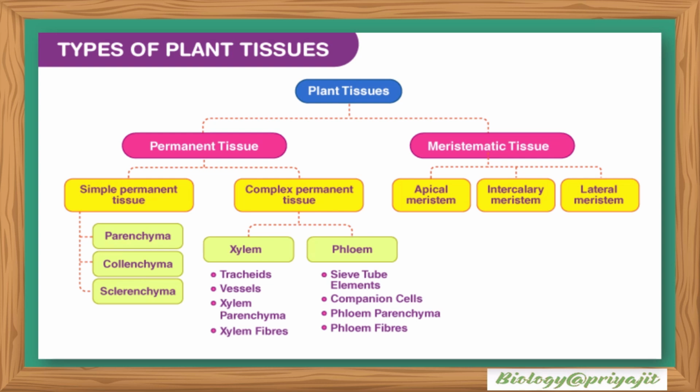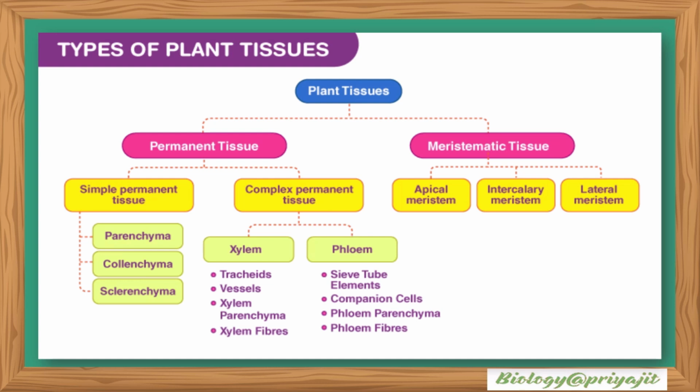Here are the types of plant tissue. Plant tissue is basically of two types: permanent tissue and meristematic tissue. Permanent tissue is where cell division has stopped. It is of two types. Simple permanent tissues are made up of a single type of cell, like parenchyma, collenchyma and sclerenchyma. Permanent tissues made up of two or more types of cells are called complex permanent tissue. There are two types, xylem and phloem. Xylem includes tracheids, vessels, xylem parenchyma and xylem fiber, but the phloem consists of sieve tube elements, companion cells, phloem parenchyma and phloem fiber.